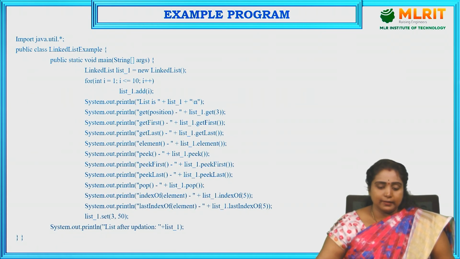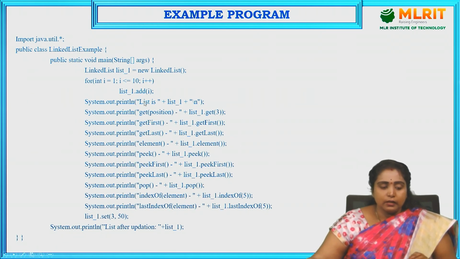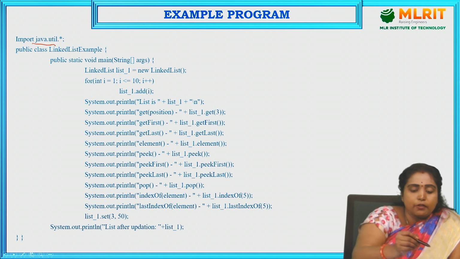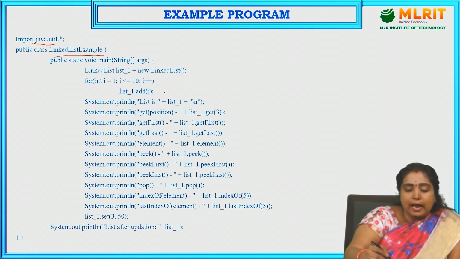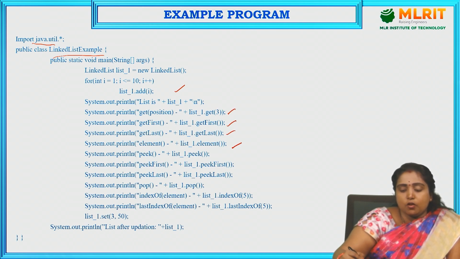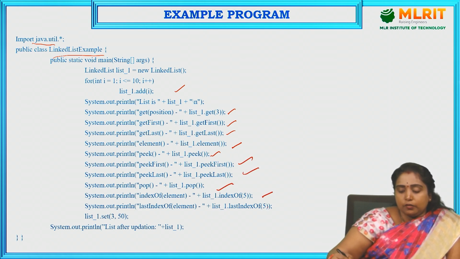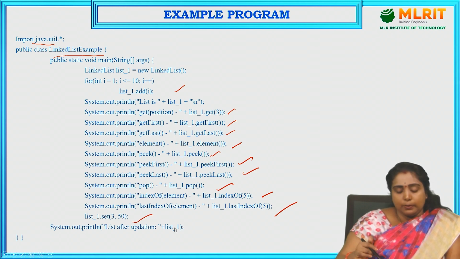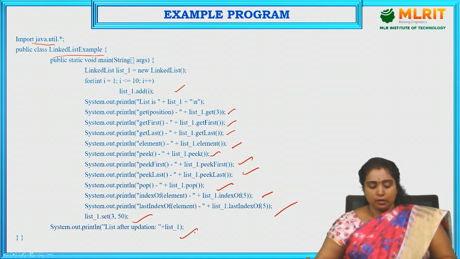So here is an example program. The same thing: first you have to import java.util.*. Next, the LinkedList example is mine. I just added some values here. And next, you can use getFirst, getLast, element, peekFirst, peekLast, pop, indexOf, lastIndexOf, and set to replace a value, and you are printing the list. So let us see this.